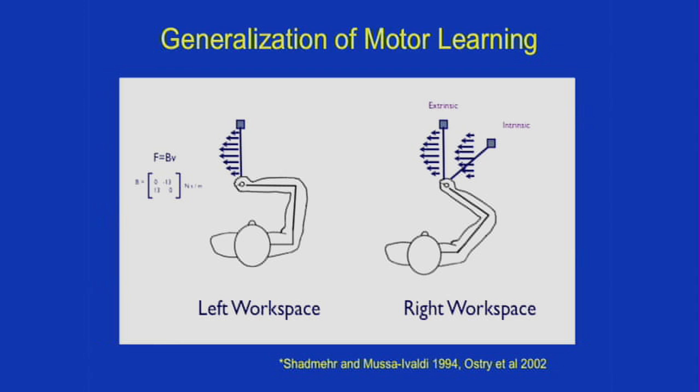But then what we do is, after they learned that in their left workspace, we move them over to the right workspace, okay? When they're learning to adapt in their left workspace, there's one of two ways they could be learning, and it's generally a combination of the two. There's one of two sensory feedbacks that they could be relying on.